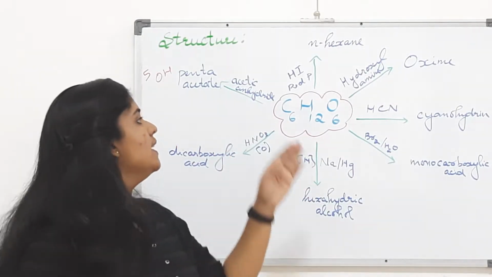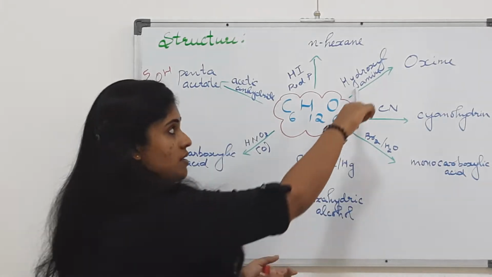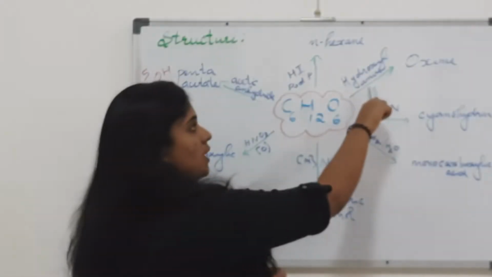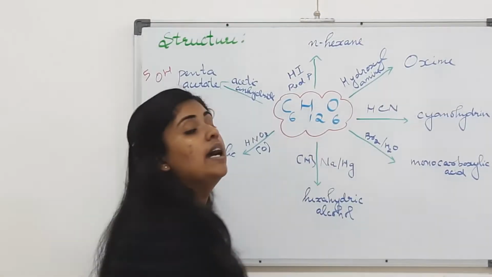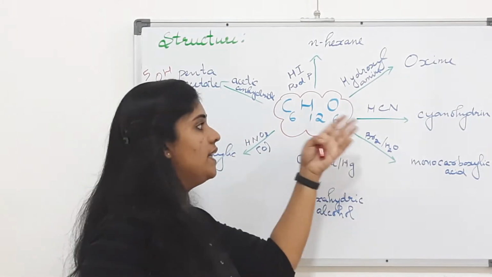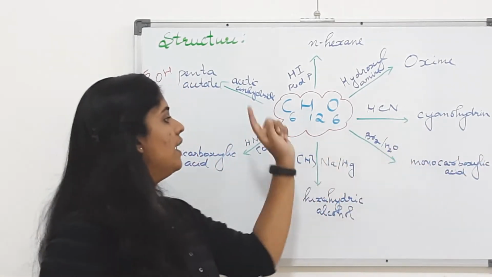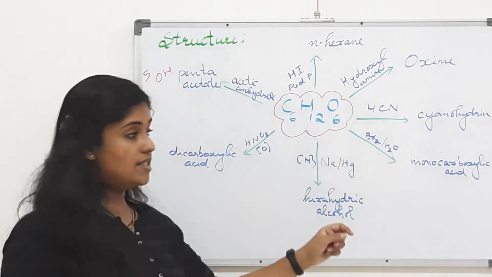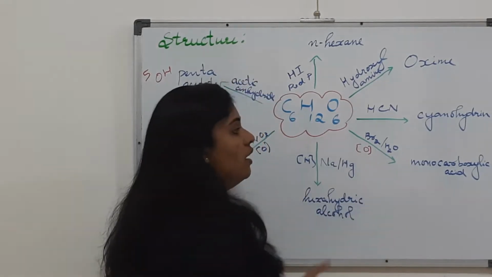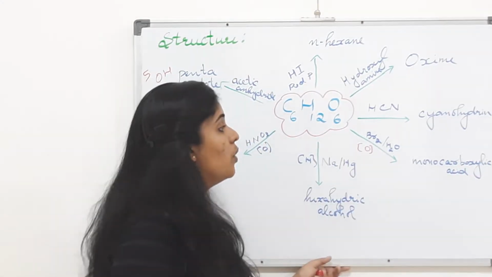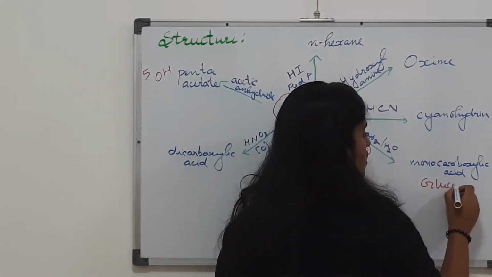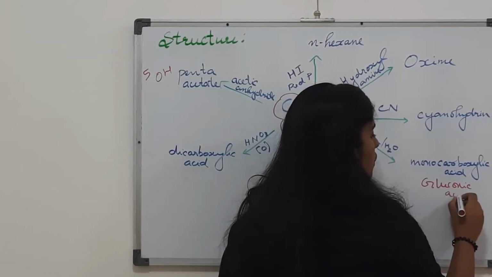The third thing they did was they treated glucose with hydroxylamine and they got oxime. Another thing is they treated this with hydrogen cyanide, HCN, and they got cyanohydrin. Another thing was they oxidized this slightly. This mild oxidation with bromine water and H2O gave rise to a monocarboxylic acid, which is gluconic acid.